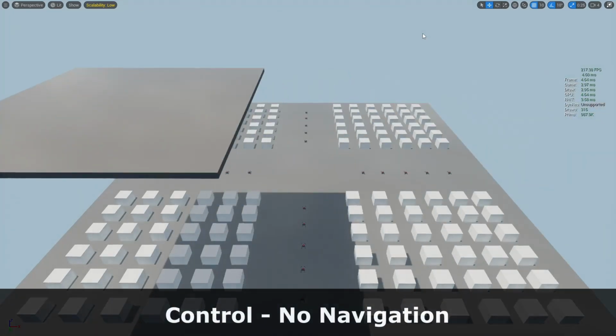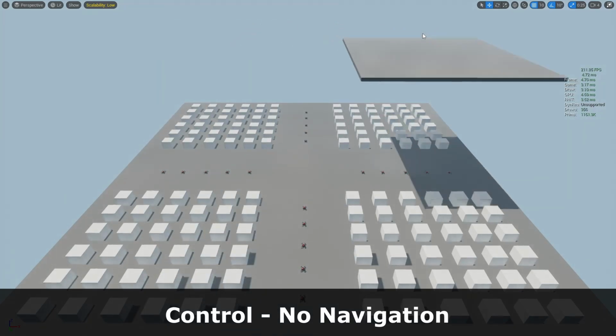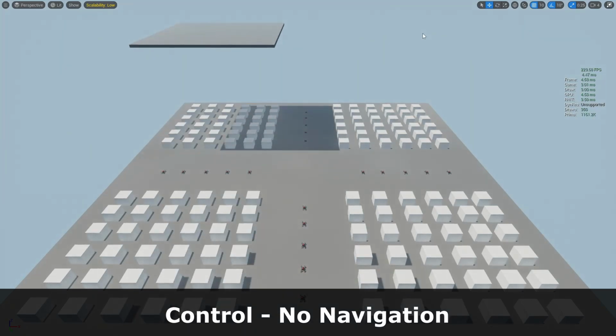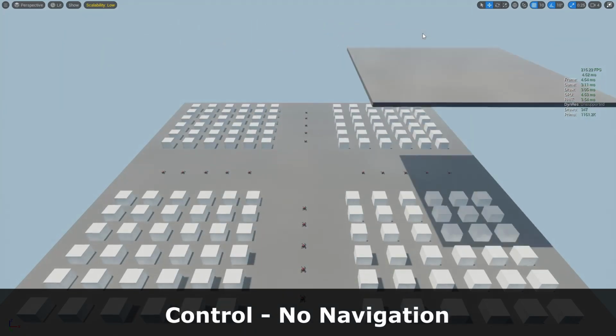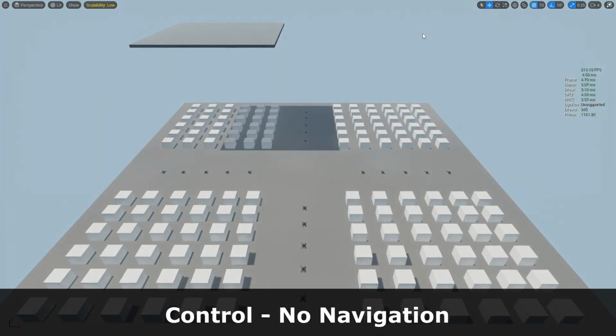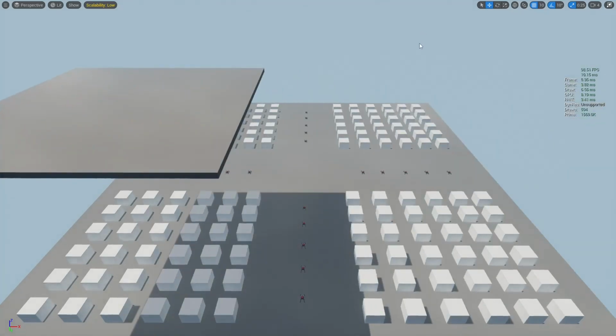So again, we're on the control, and you can see it's ranging between 210 and 220s, sometimes dipping below 210. So let's move on to the next test.